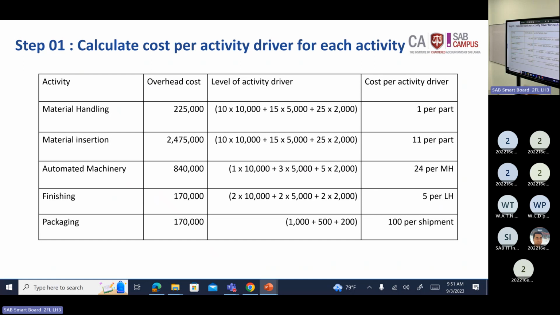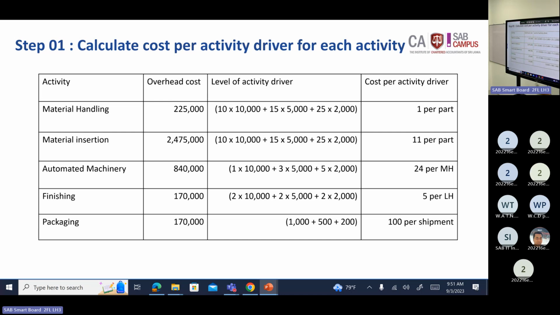Then you have to first calculate the cost per activity cost driver. The overhead cost divided by the activity cost, number of activity cost drivers. The activity cost drivers ගන්න වෙන්නේ like material handling, number of parts නේ. Number of parts. කොච්චරක්ද කියන එක බලන්න වෙනවා.